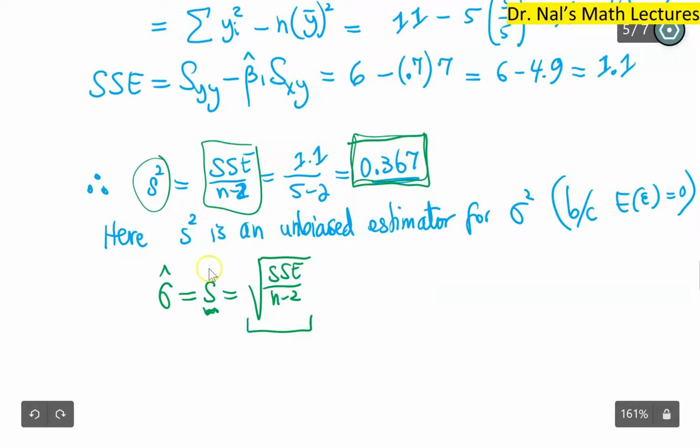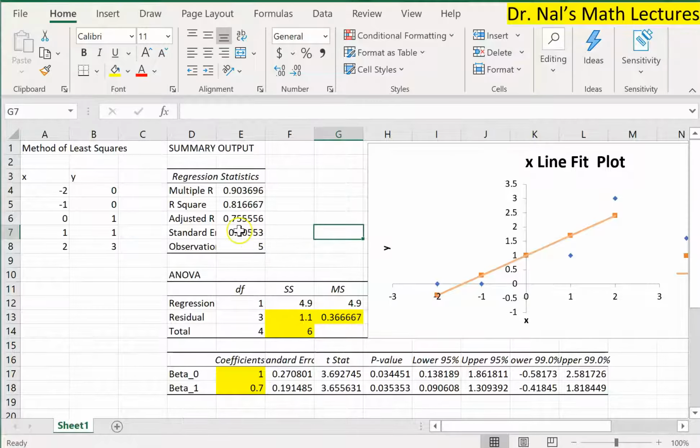And then later on, I think we even learned how to take the square root of this, and this was the sigma itself. The square root of this number comes out as this number, 0.606, so that's another number that we understood.